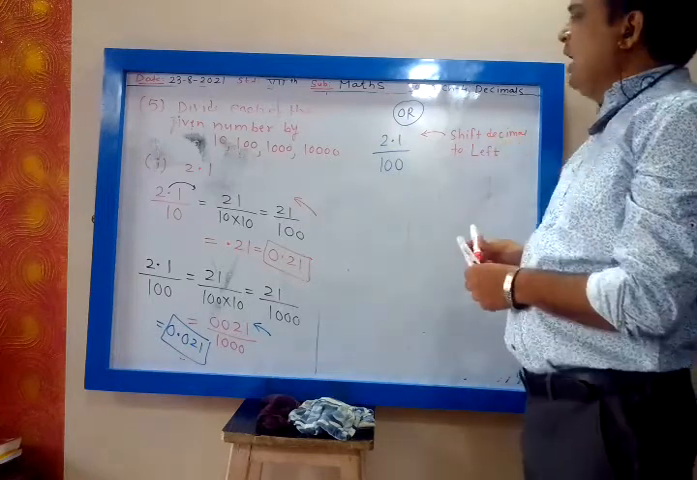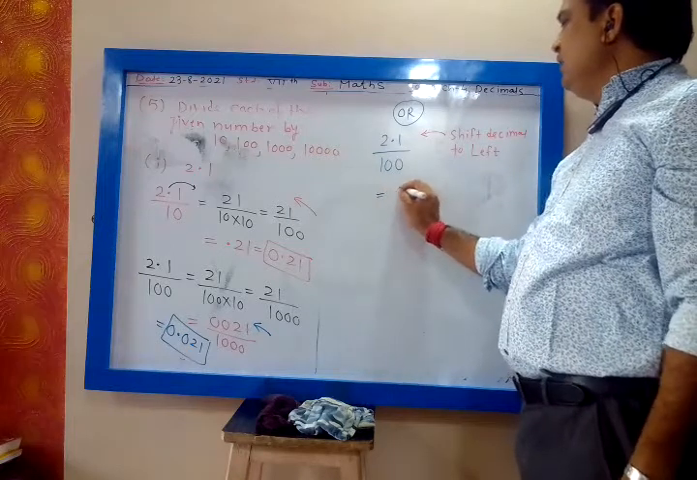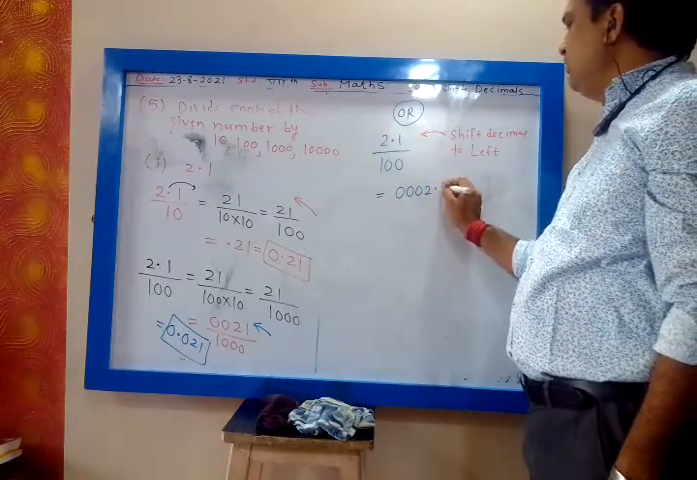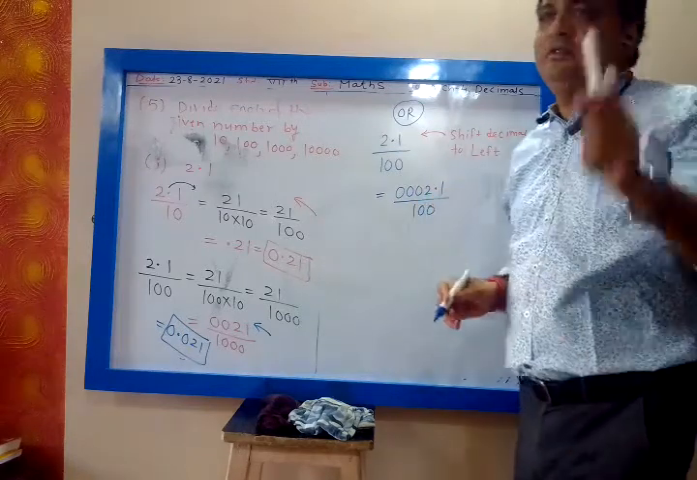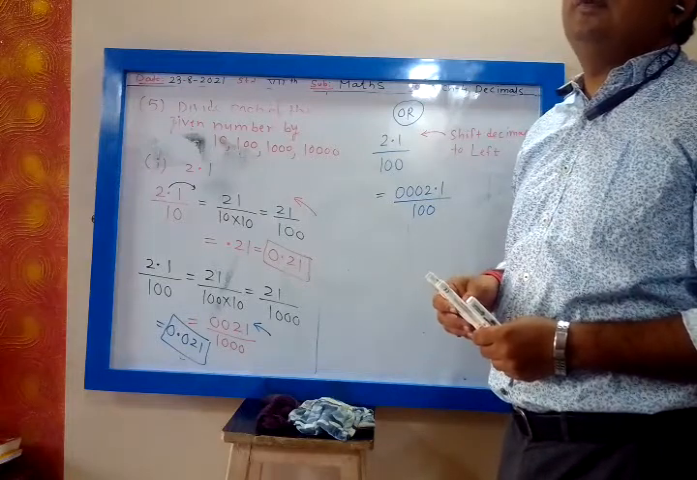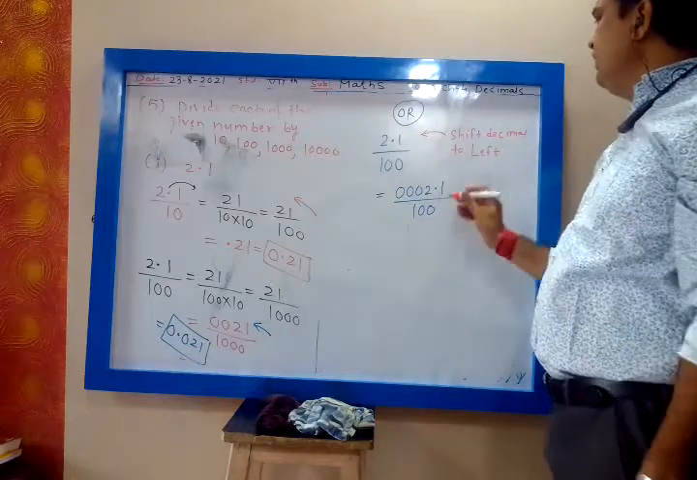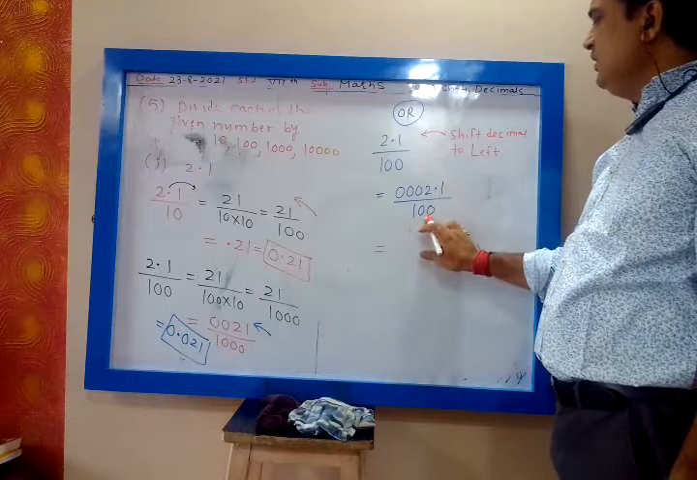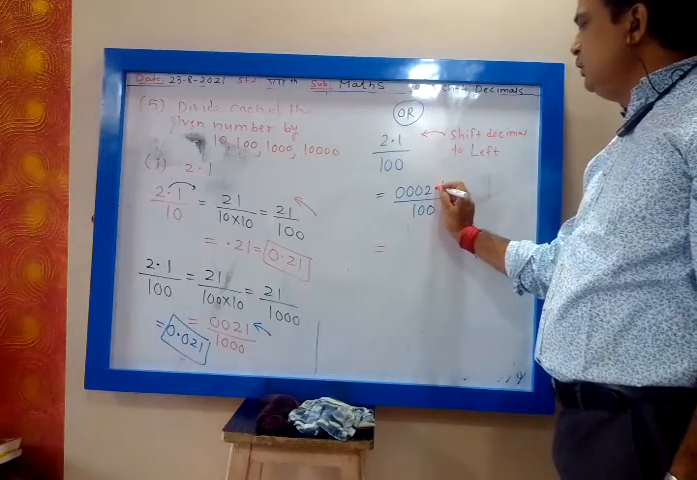Now see, 2.1 divided by 100. I can write 0, 0, 0, 2.1 upon 100. Yes or no? Before a number you can add any zeros. 5 I can write 05, 005, 0005. Now you have to shift the decimal to left. How many zeros are there? 2 zeros. So shift the decimal 2 digits to the left.